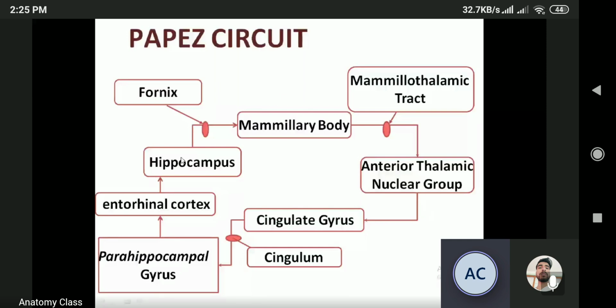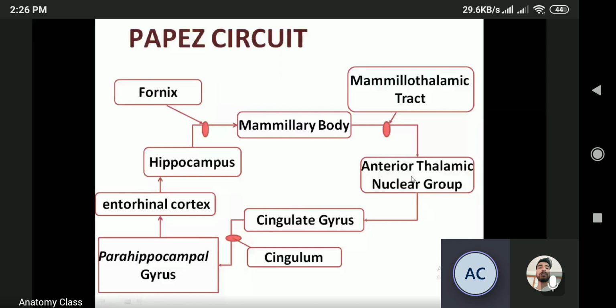The Papez circuit starts in the subiculum of the hippocampal formation. The subiculum projects to the mammillary bodies via the post-commissural fornix, or let's say directly via the fornix to the mammillary body. The mammillary body then projects to the anterior nuclei of thalamus via the mammillothalamic tract.